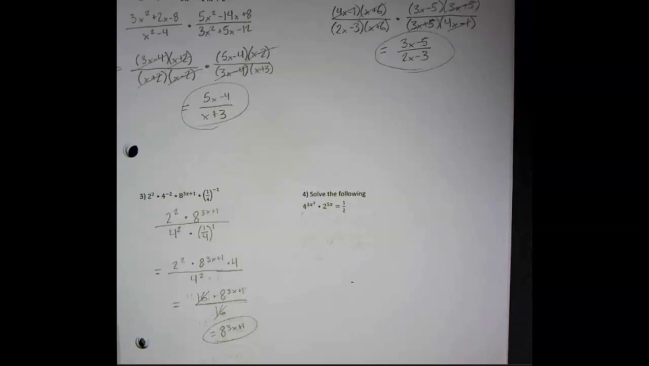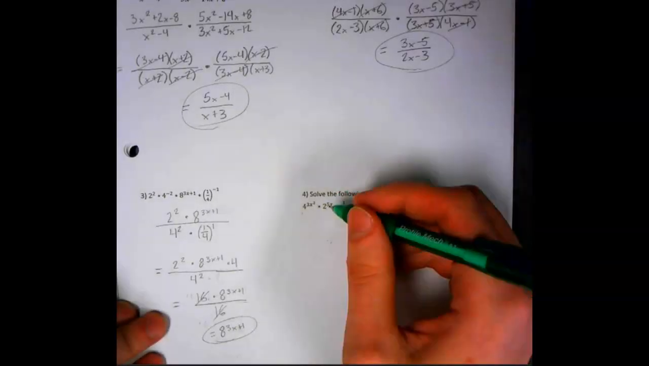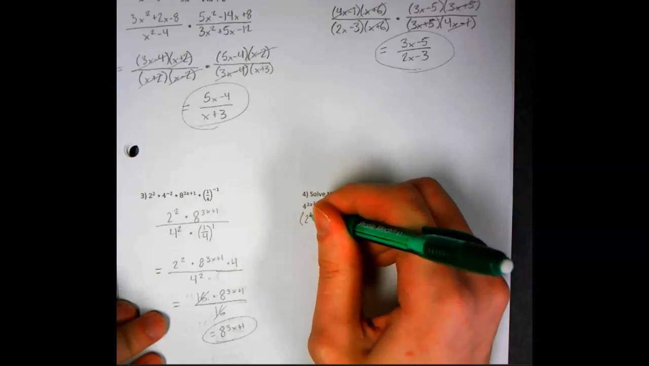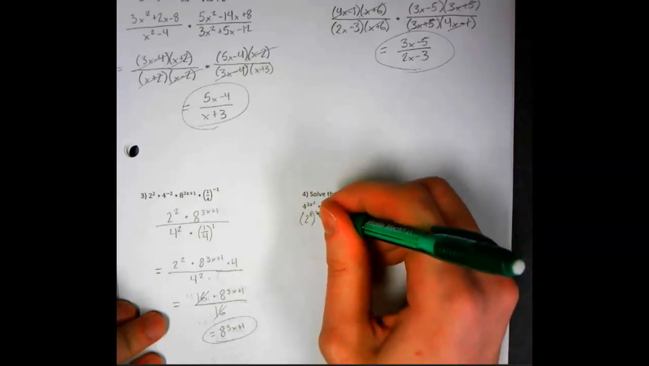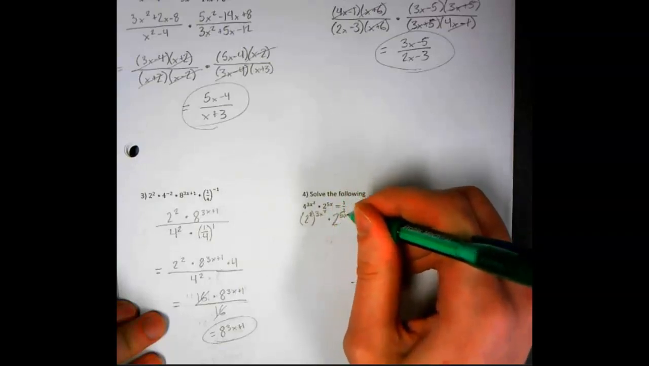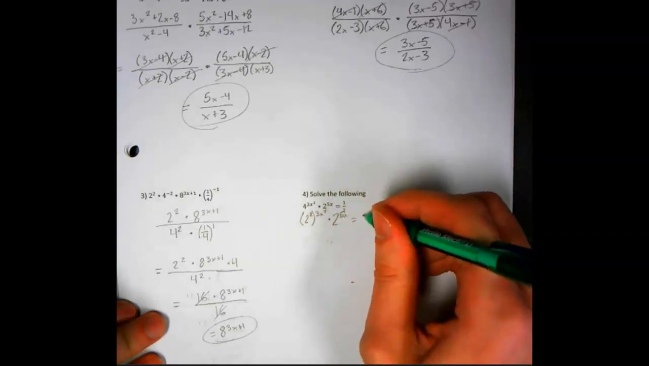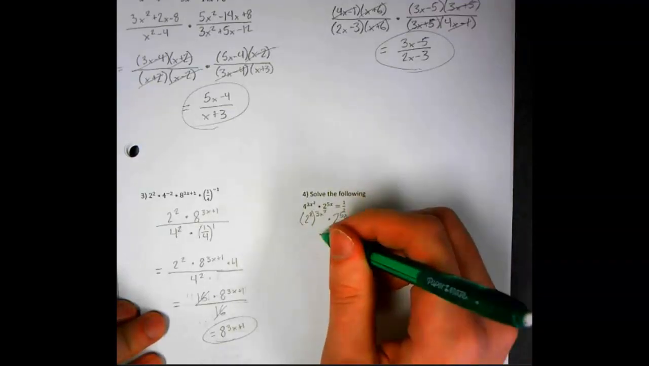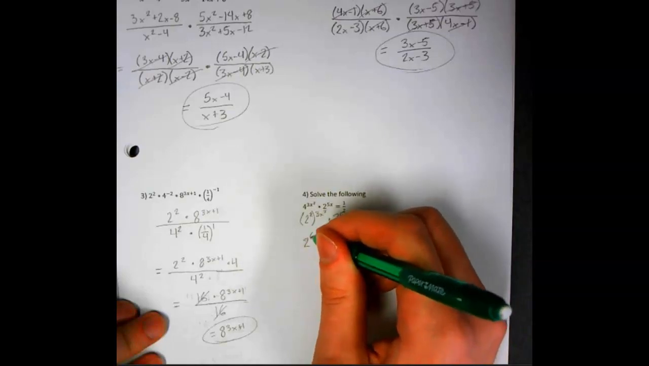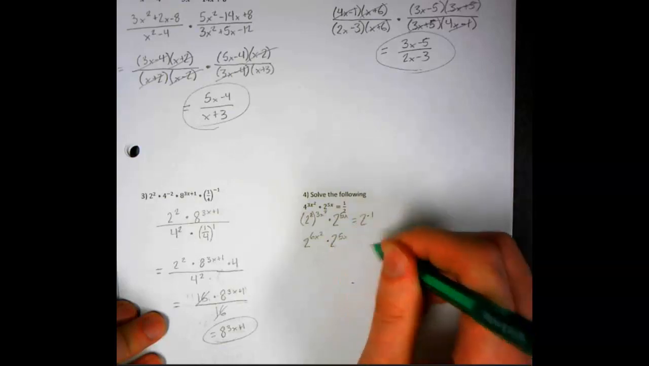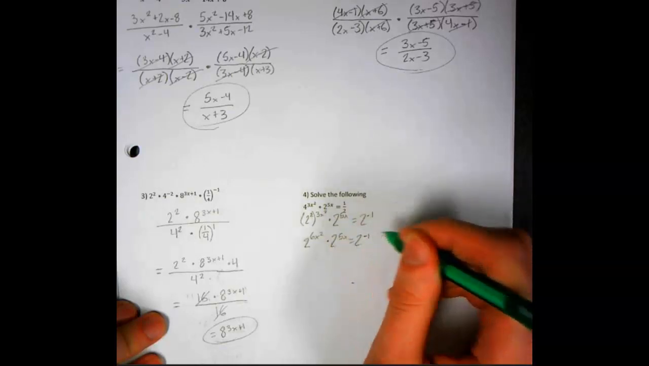So tonight we're working on problems 4, 5, and 6. For problem 4, we first want to get these to be the same base. So we'll say 2 to the second to the 3x squared times 2 to the 5x equals 2 to the negative 1. Then we'll have 2 to the 6x squared times 2 to the 5x equals 2 to the negative 1.